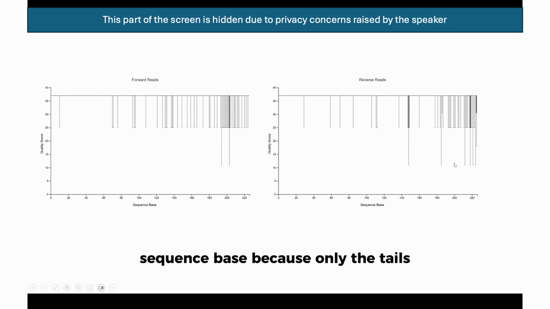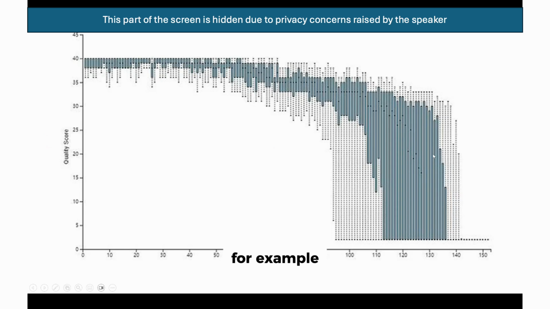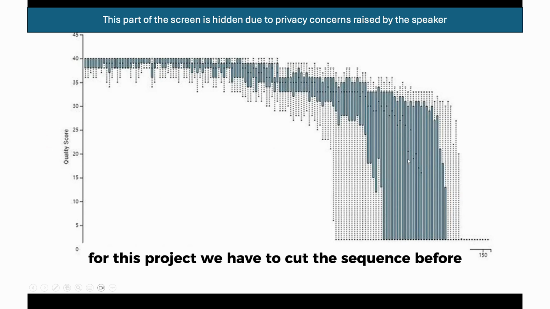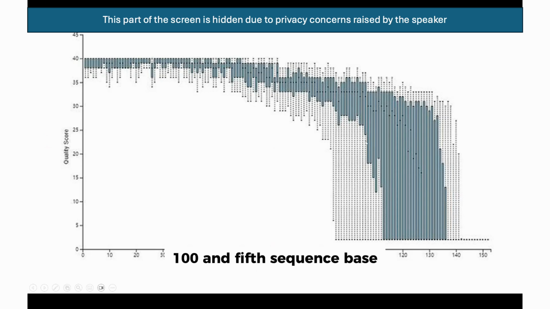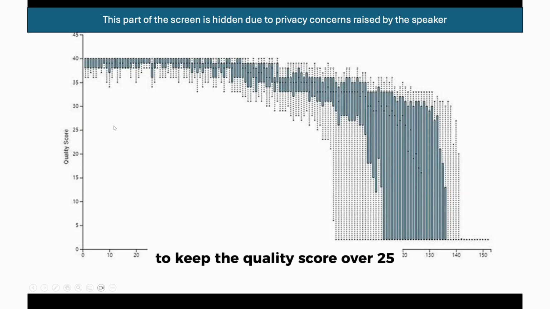211th sequence base because only the tails of the plot dropped below 25 quality score, and the main body stayed over 25. And there is one condition we should be strict about: the mean body of the plot must not drop below 25. For example, for this project, we have to cut the sequence before 105th sequence base to keep the quality score over 25.